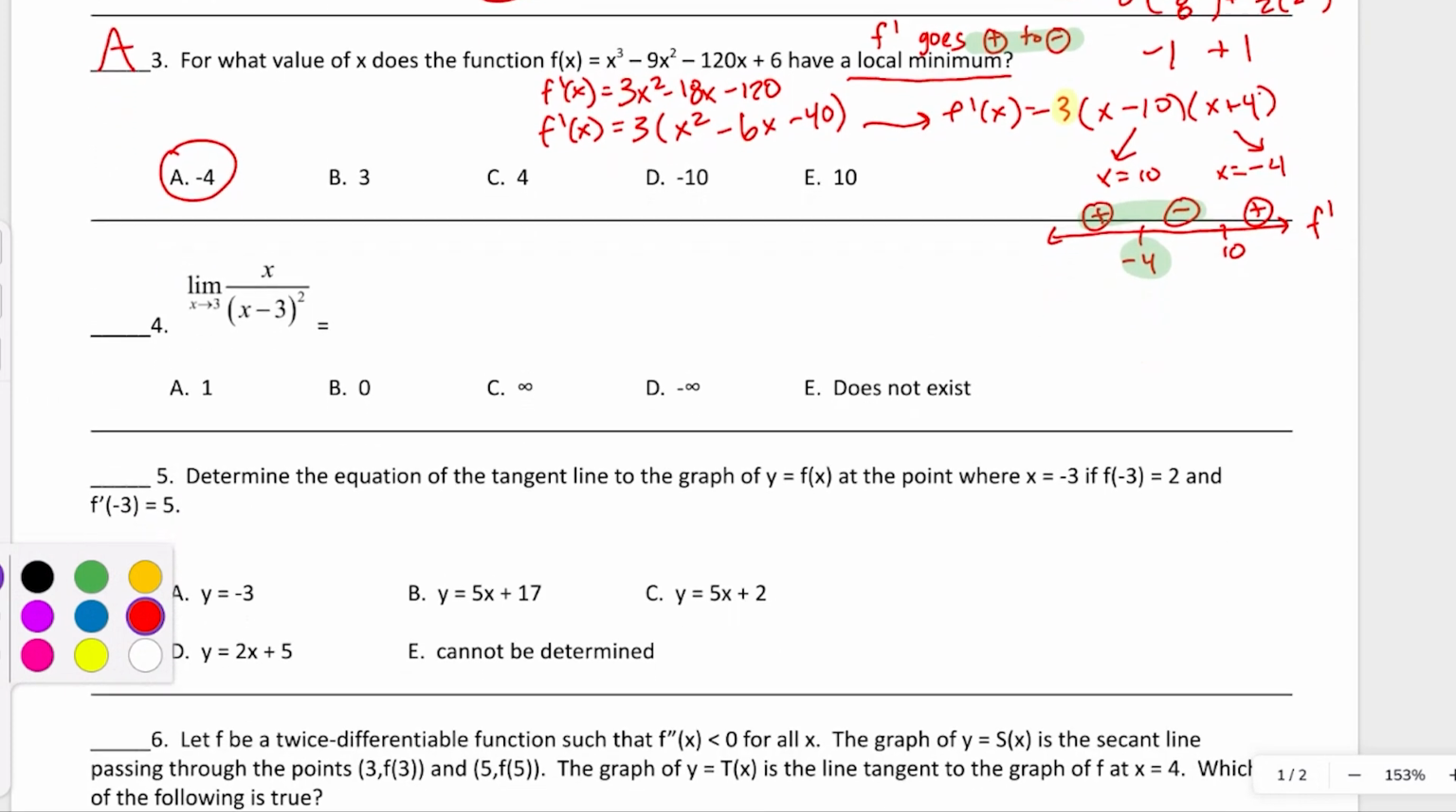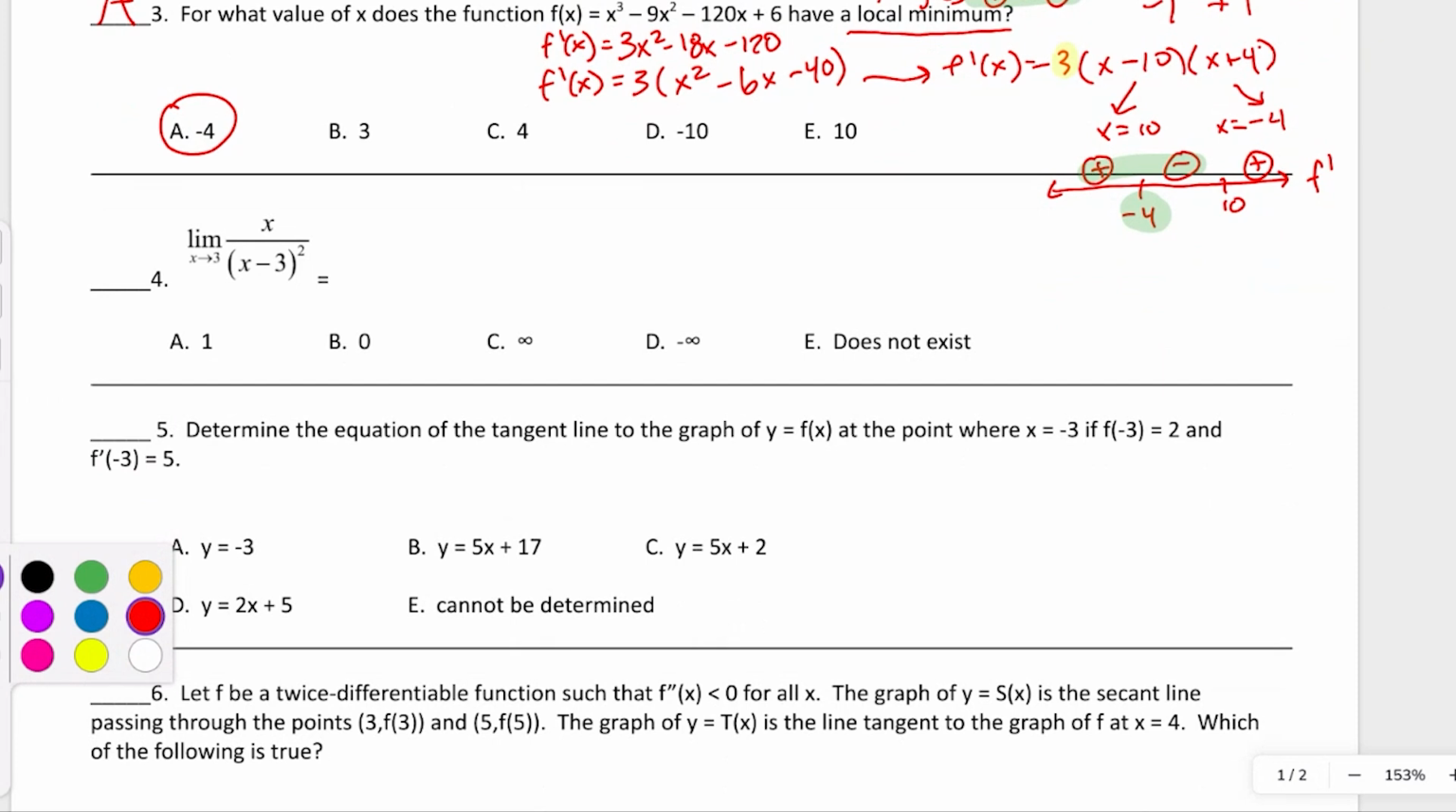Number 3 is a limit problem, and you might be tempted to use L'Hopital's rule here, but you cannot, because if I substitute 3 in here, I don't get 0. Remember that if we want to use L'Hopital's rule, both the numerator and the denominator need to be 0 or infinity. So we can't use L'Hopital's rule here, but instead we can analyze what's going on at x equals 3.